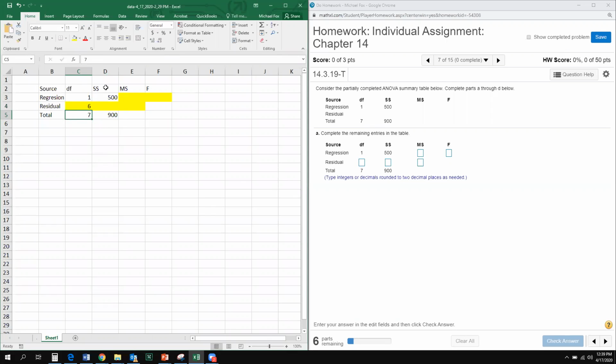And then our SS is going to do the same thing. So we'll just take 900 minus 500. And then our MS is actually just our SS divided by our degrees of freedom.